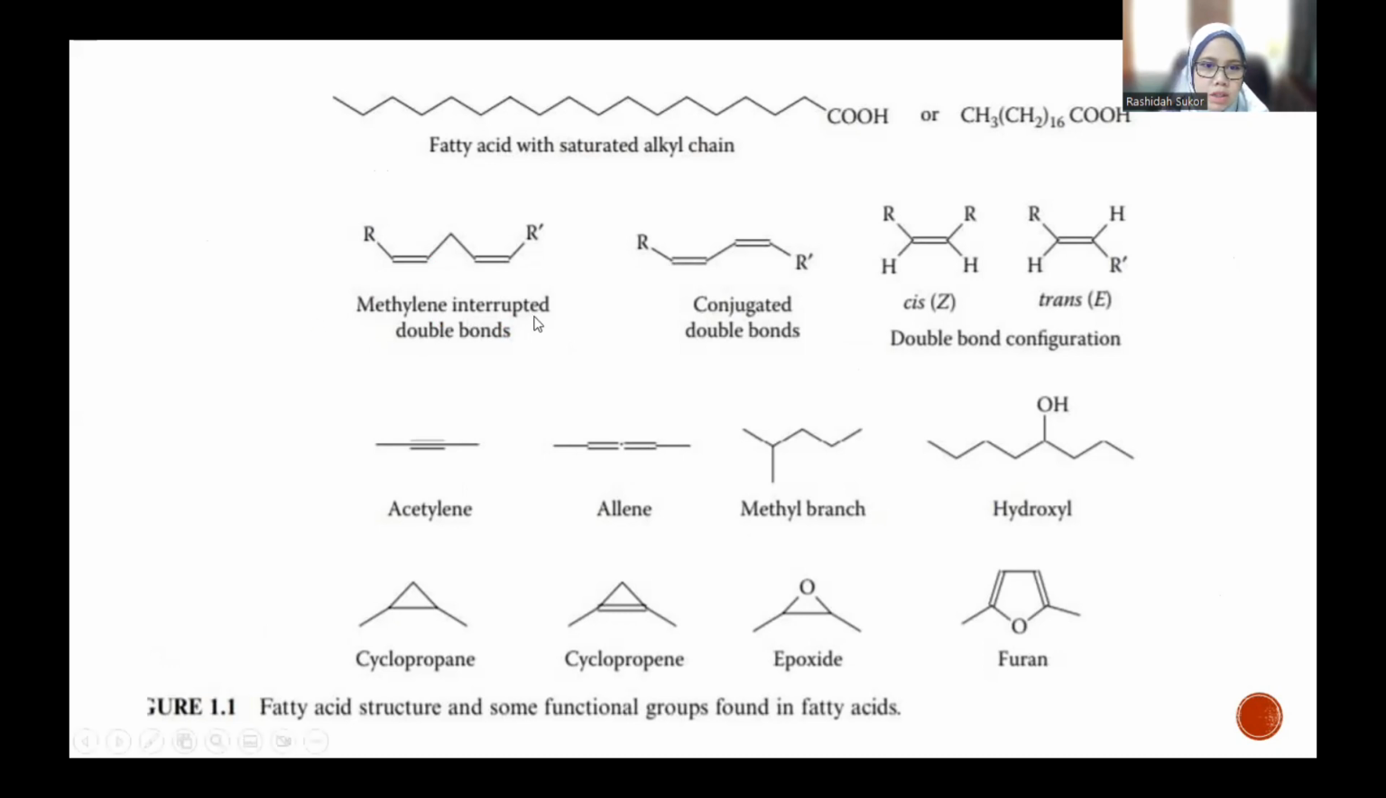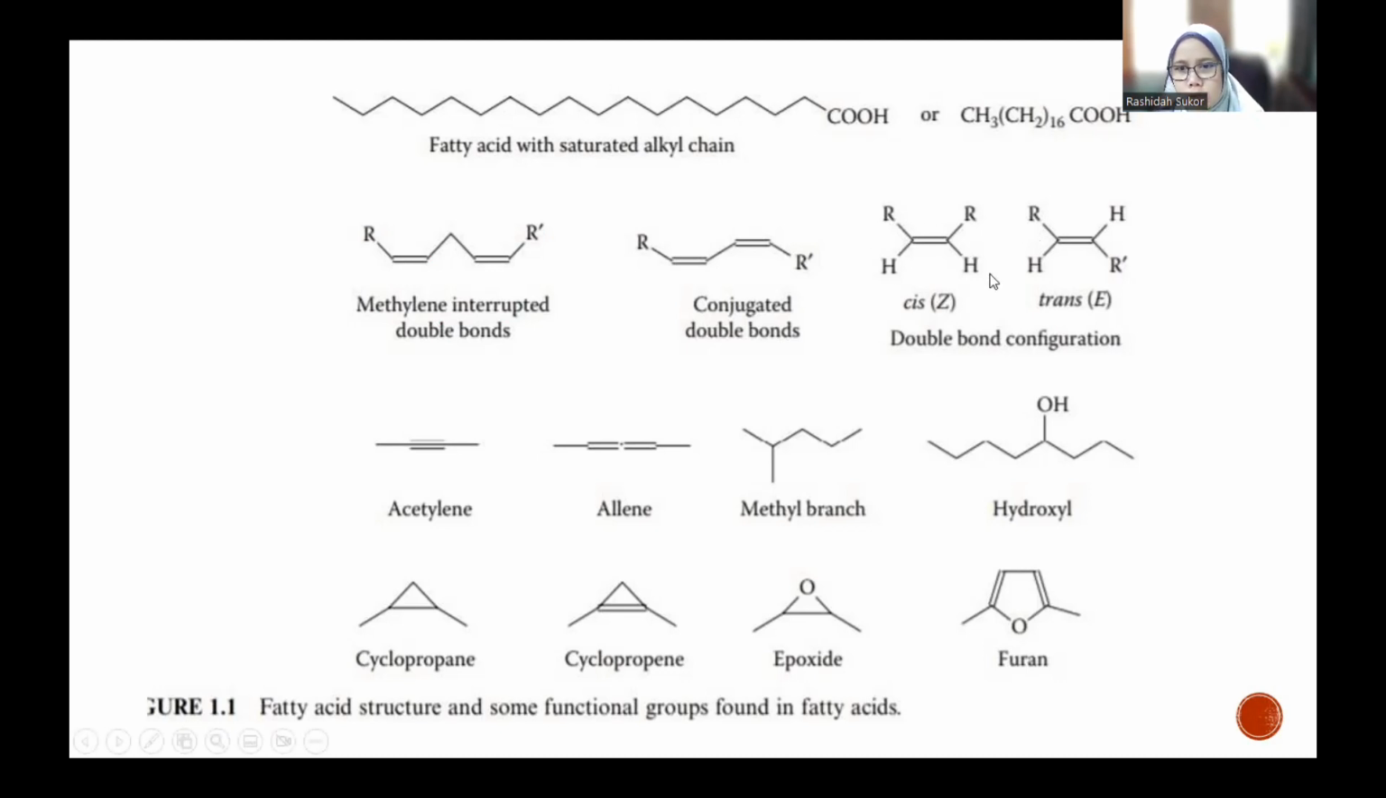Methylene interrupted double bond. This is methylene interrupted double bond. This one is conjugated double bond. Conjugated double bond means that it alternates, alternating single and double bonds. So for cis and trans, it is like this.